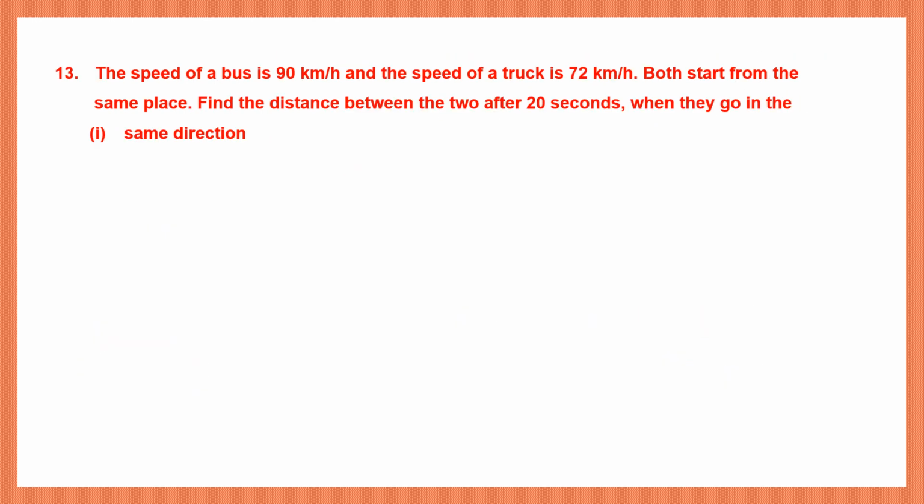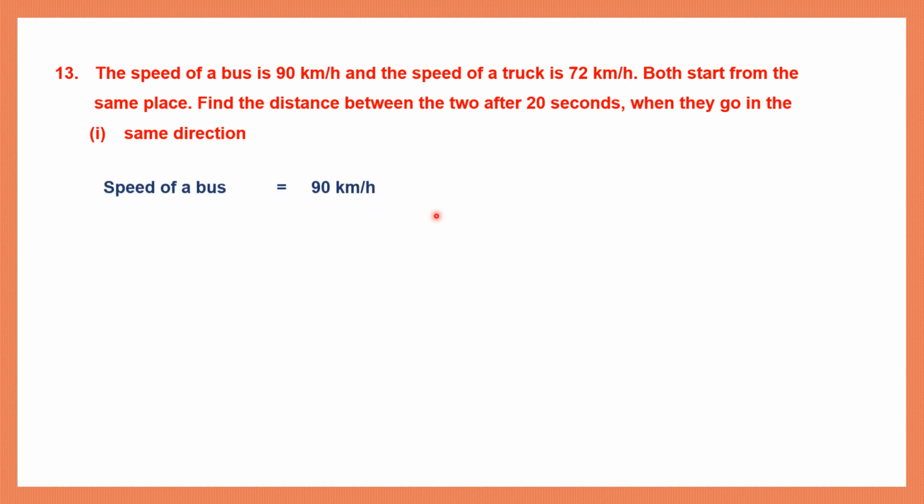Question 13. The speed of a bus is 90 kilometers per hour and the speed of a truck is 72 kilometers per hour. So we are talking about a bus and a truck. They're moving at different speeds, but both start from the same place. Now the question is, find the distance between the two after 20 seconds when they go in the same direction. So first we need to find when they go in the same direction.